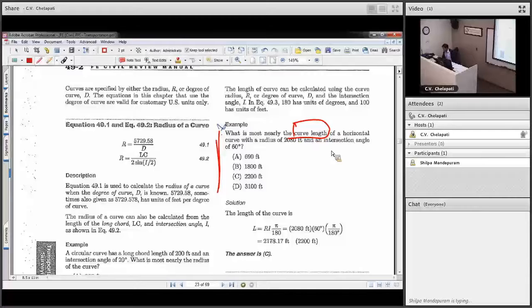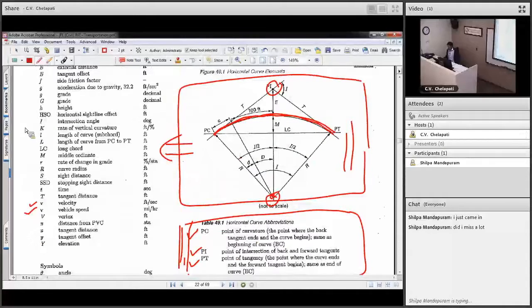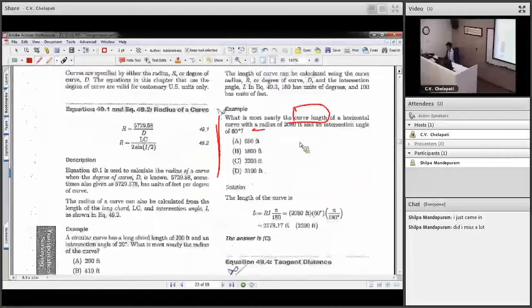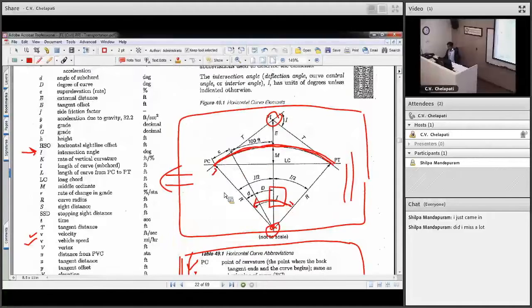So what is most nearly the curve length of a horizontal curve with a radius of 2080 feet and an intersection angle of 60 degrees? If you go back to the diagram here, this I, which is right here, is basically the intersection angle from here to here. That's given to you as 60 degrees, and a radius of 2080 feet is given to you. That means the entire length from here till here is given to you. So basically, this is a sector of a circle, this horizontal sketch of the horizontal curve.